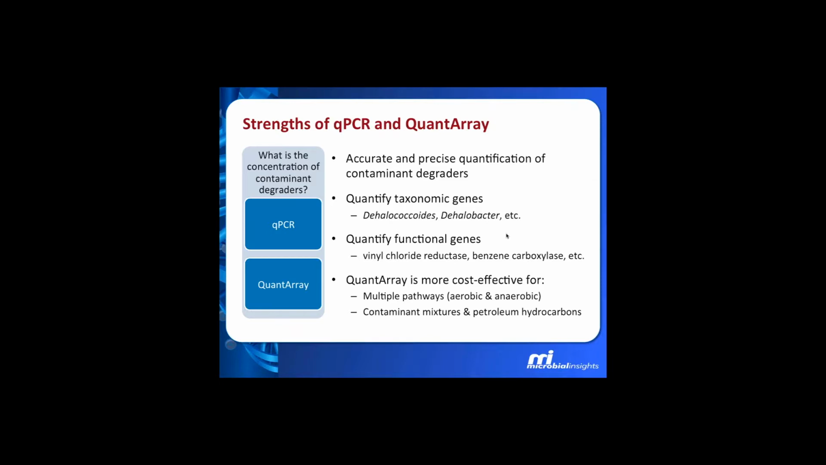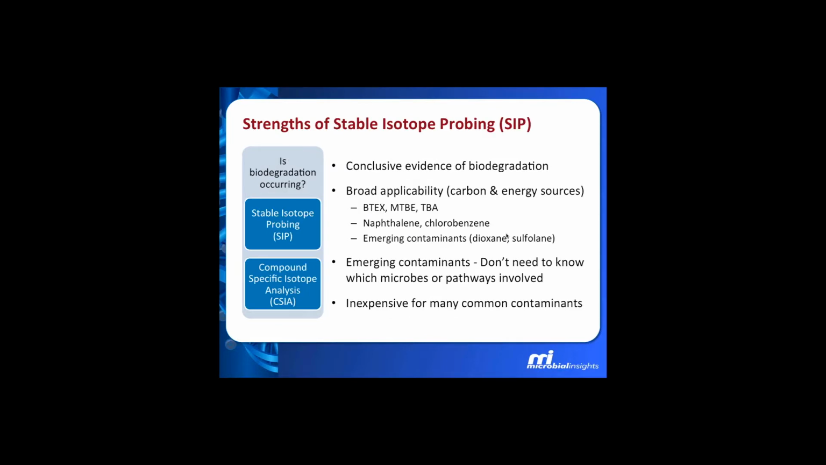And then finally, stable isotope probing, that I just briefly touched on with you today, is a way that we can conclusively show that biodegradation is happening when it's something that the organism is using as a carbon and energy source. We've done this for a lot of compounds. It's a great tool for emerging contaminants because we don't have to know the microorganisms or the pathways. We're just looking at biomass as a whole being incorporated, and it can be pretty inexpensive depending on the size of the molecule that we're having synthesized. So it's a great tool that we can use.